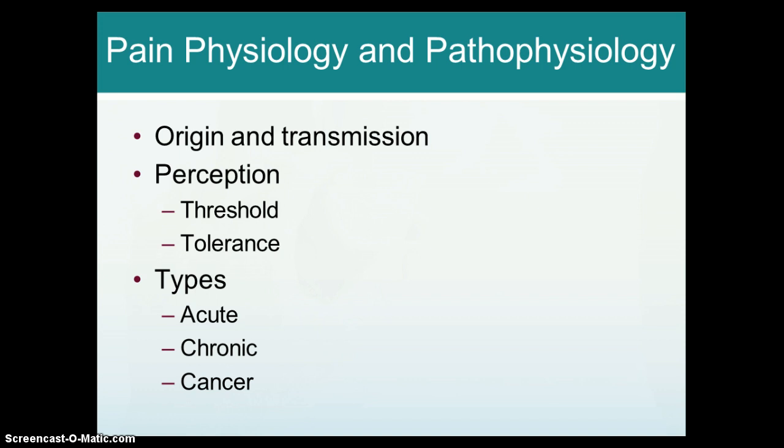Acute pain could be, oh, you fell off a bike, you're in pain, you're going to take Tylenol or Motrin to get rid of that pain. Chronic pain would be something like arthritis, something that is chronic or long term. Cancer pain is pretty severe, very painful. It is very difficult to treat cancer pain.